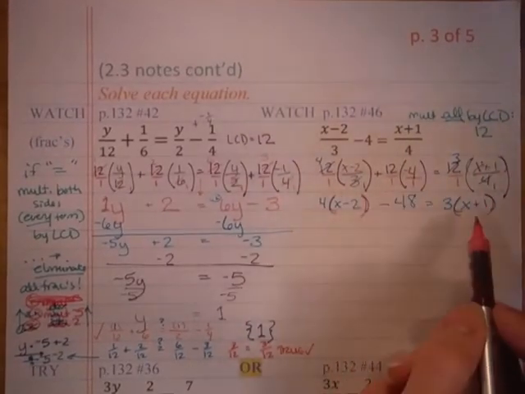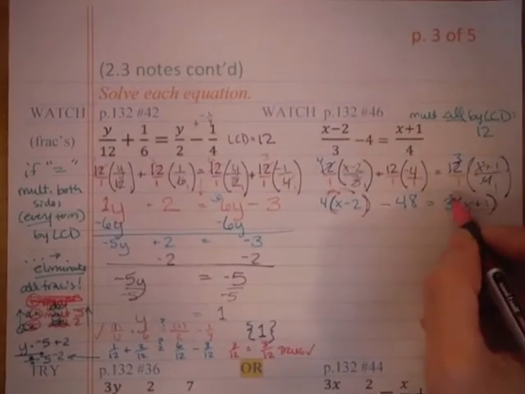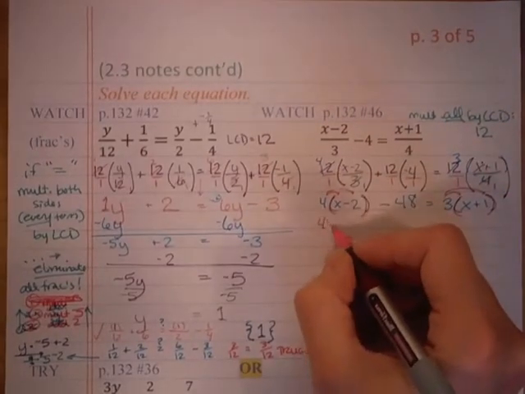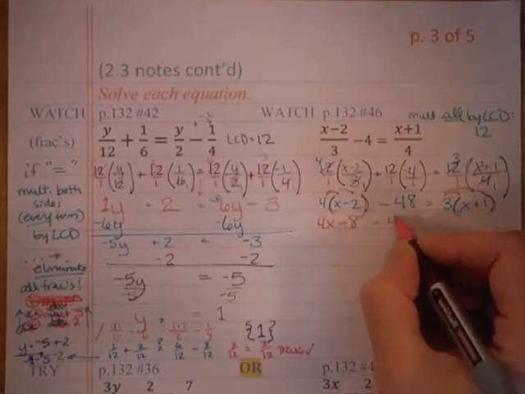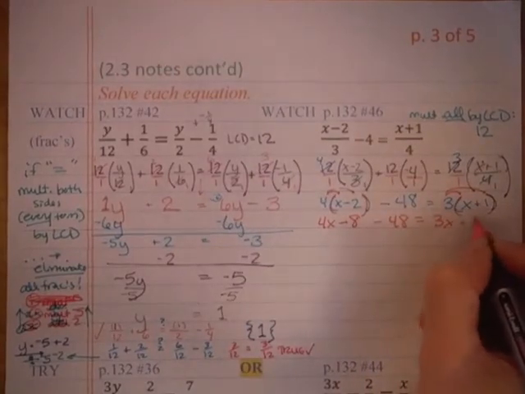We need to go ahead and distribute. So it's going to be 4 times x, and 4 times a minus 2, 3 times x, and 3 times a 1. So I get 4x. 4 times a negative 2 is going to be minus 8. And then you still have the minus 48. 3 times x is going to be 3x, plus 3 times 1, which is 3.